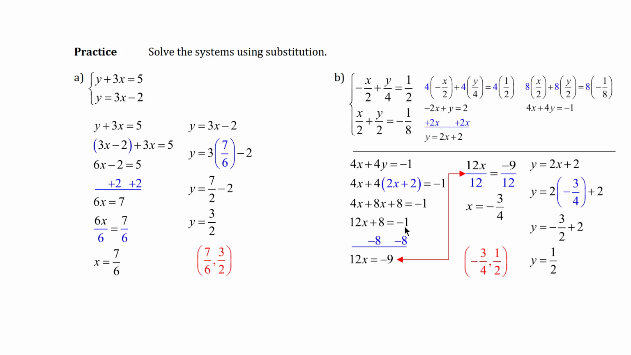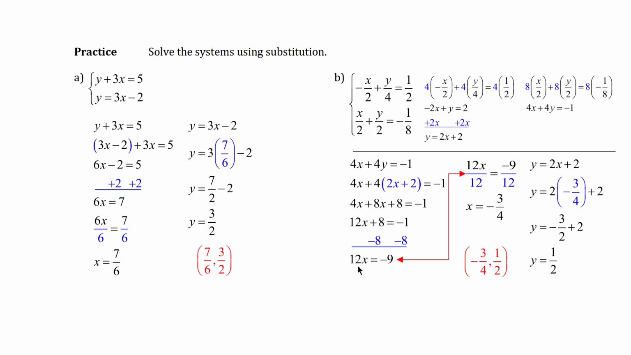From here, we could get rid of the 8 by subtracting 8 from both sides of the equation. On the left-hand side, 8 minus 8 cancels out. We bring down the 12x. On the right-hand side, minus 1 minus 8 is negative 9.